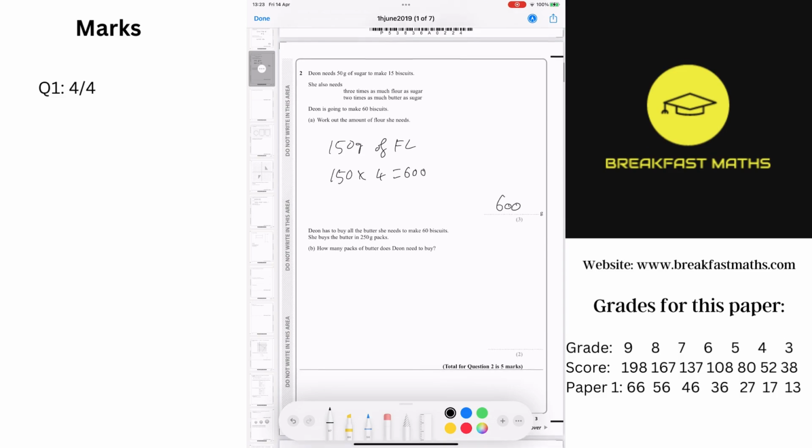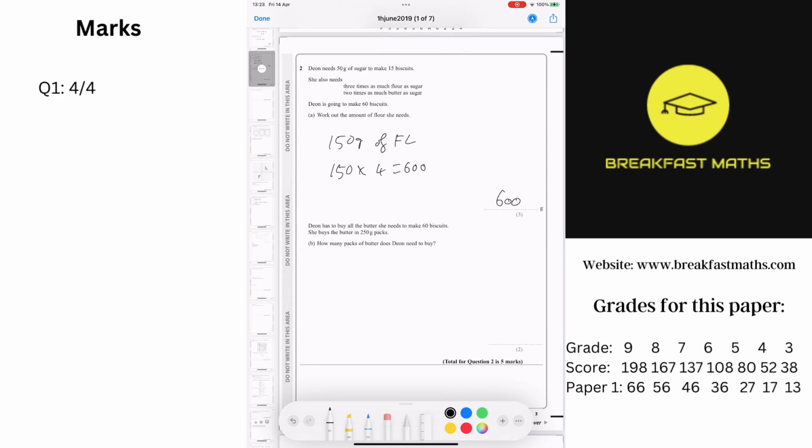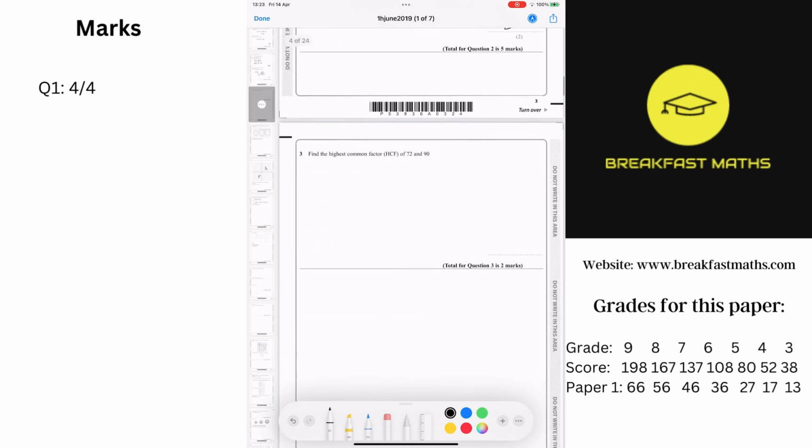She buys all butter. She needs to make 60 packs. Okay, so how many packs of butter do you need? So 60 biscuits, that was 4 as well. 2 times as much butter, so that's 100 grams. Times by 4. Okay, so that's going to be 400 grams. They come in 250, so we're going to have 250, 500, so we're going to need 2 because 500 grams fills all of that.